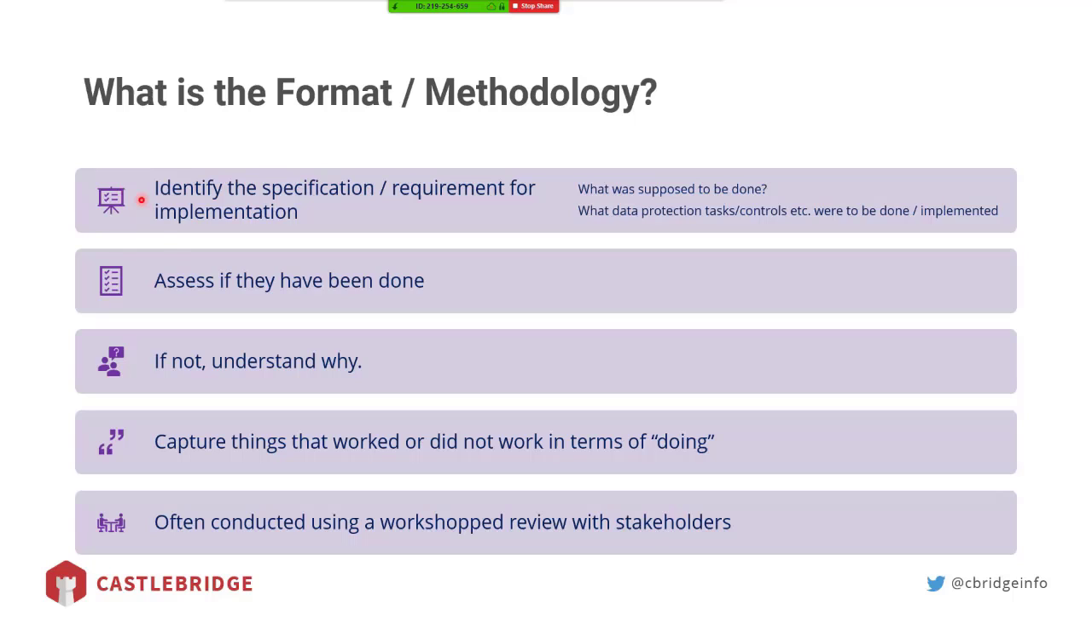Then, ask if it has been done. So if in a DPIA, you identified that a particular control needed to be put in place, that a particular piece of text had to be on a screen in a web form, and when you look at it as part of the post-implementation review, it's not there, you then need to understand why. Was a requirement missed? Was it removed from scope? Has the requirement been met in another way that equally manages the risk? Or has it been dropped completely? And understand why that happened.